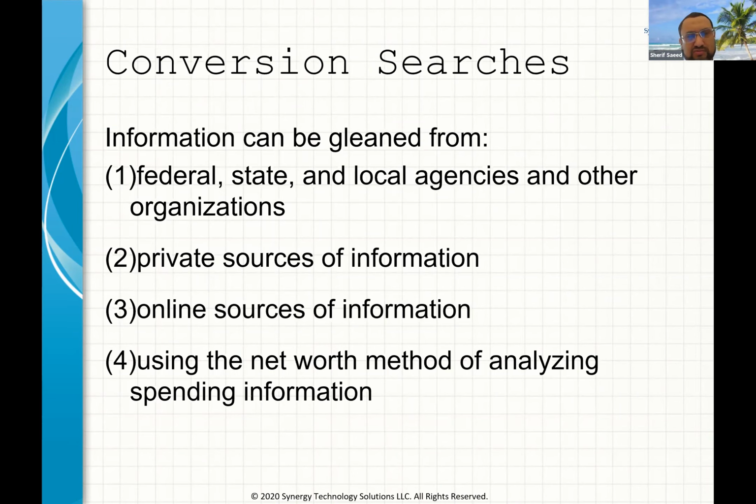Online sources, we already told you that online can be a very good source of information. People nowadays put a lot of information about themselves on Facebook. They may not show how much money they have, but when you go to their Facebook, suddenly you see they're flaunting wealth that is inconsistent with their lifestyle. Recently, it happened in America.